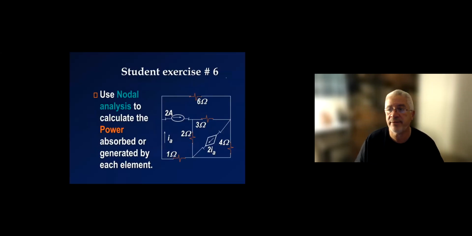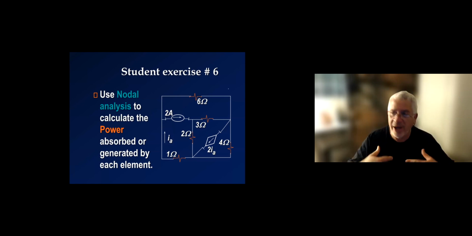So here's the problem that is for you to do. Develop a nodal analysis procedure to calculate the power absorbed or generated by each element. So the resistors, of course, are always going to be dissipating power. And you have 2 sources. You have an independent source, a 2 amp independent source, and you have a dependent current source, that's 2IA. So I am going to ask you to pause the video for about 25 to 30 minutes and draft a solution to this problem here. And then we'll come back and see the solution.